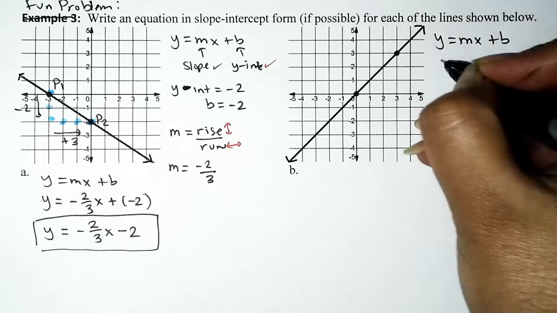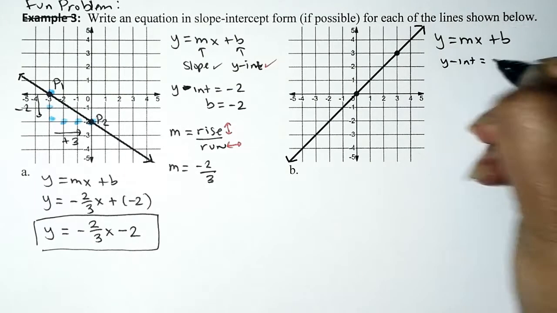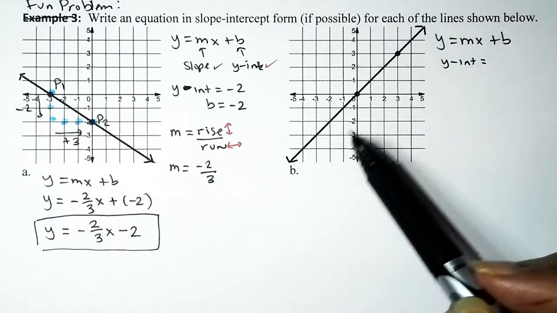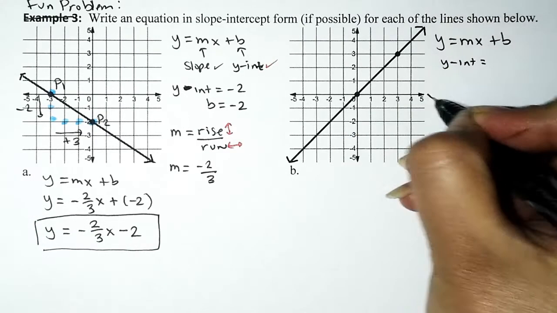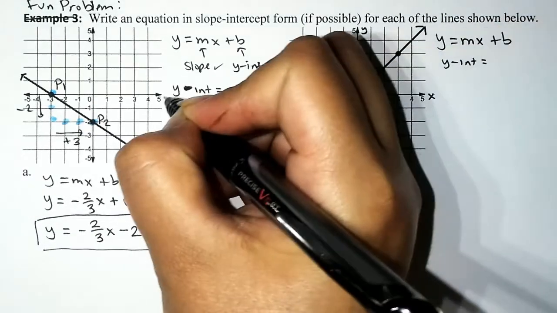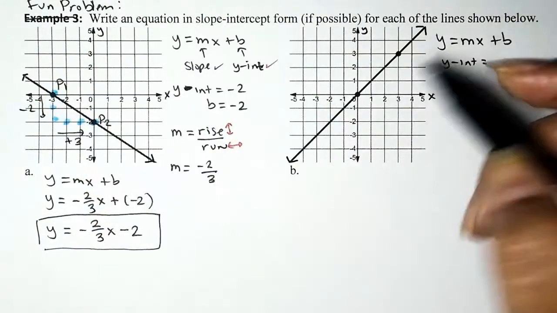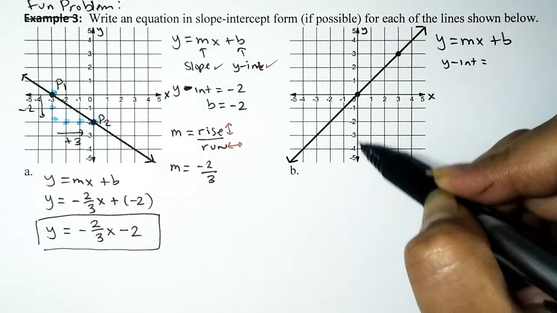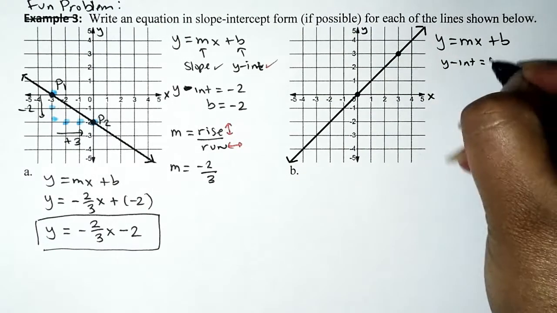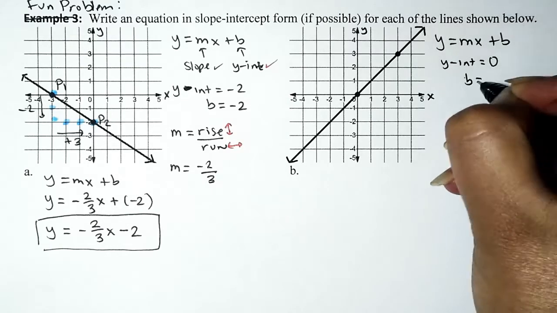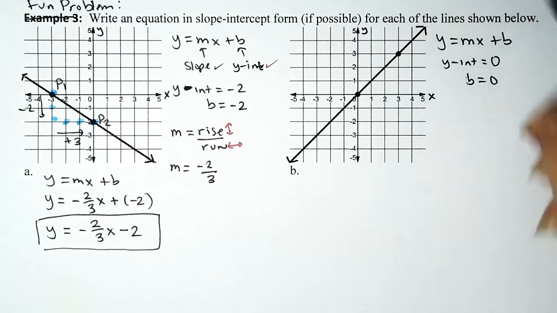So our y-intercept, because the line intercepts the y-axis, which I forgot to pencil in. Okay. Because our graph intercepts the y-axis at 0, our y-intercept is at 0, which means that the value of b is 0. So 1 down, 1 more to go.